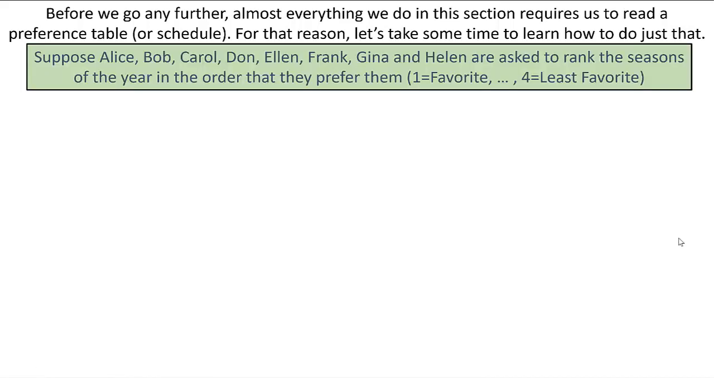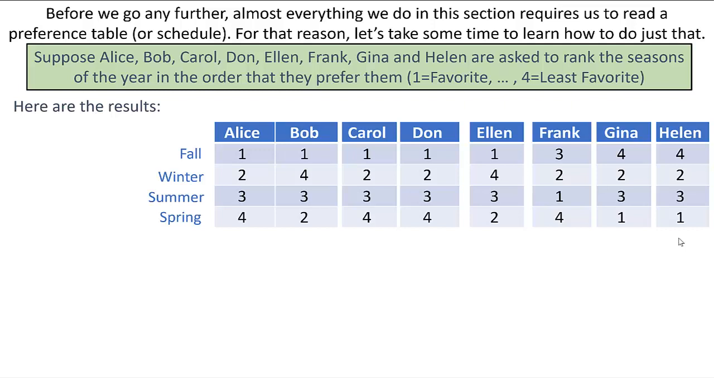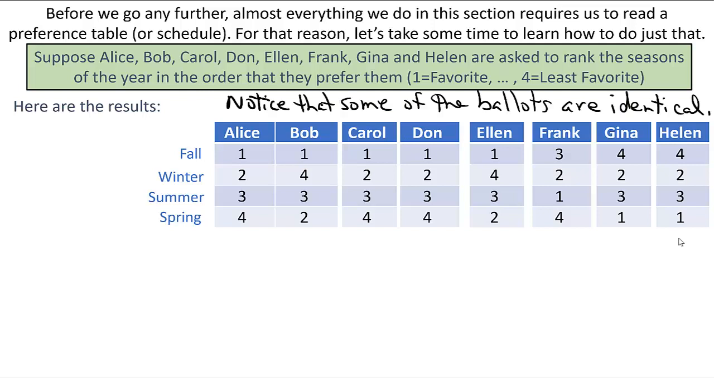material. Suppose Alice, Bob, Carol, Don, Ellen, Frank, Gina, and Helen are asked to rank the seasons of the year in the order they prefer them. 1 is their favorite season, while 4 is their least favorite season. Here are the results. Alice thought that fall was the best season, winter the second best, summer the third, and spring was Alice's least favorite. Also notice that some of these ballots are identical.